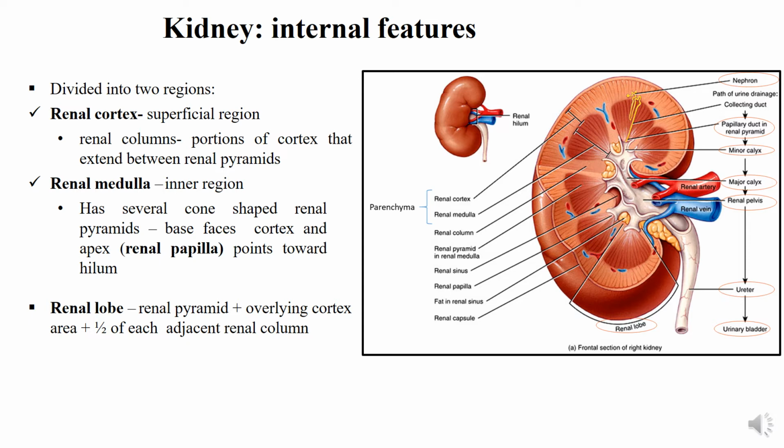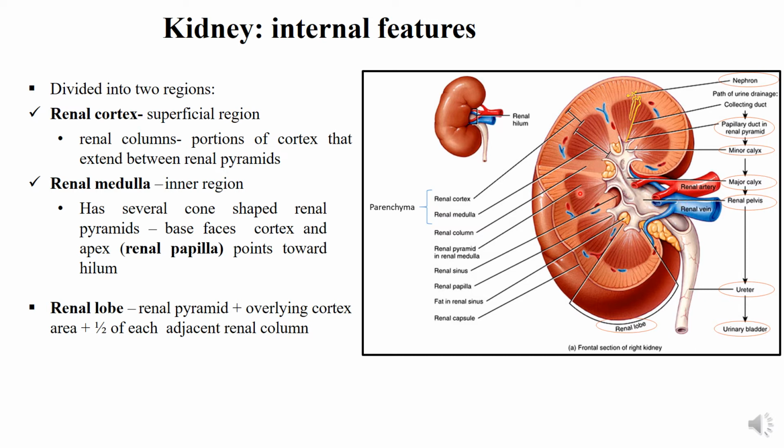If we look into the internal features of the kidney, we will see that the kidney itself can be divided into two main regions: the cortex, the outer layer, and the inner layer, which is the medulla. The medulla has several cone-shaped pyramids, called the renal pyramids. The base of each pyramid faces the cortex, and the apex faces the pelvis, pointing toward the hilum of the kidney.